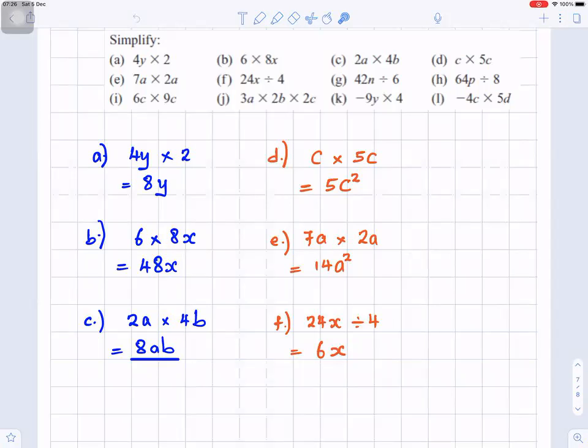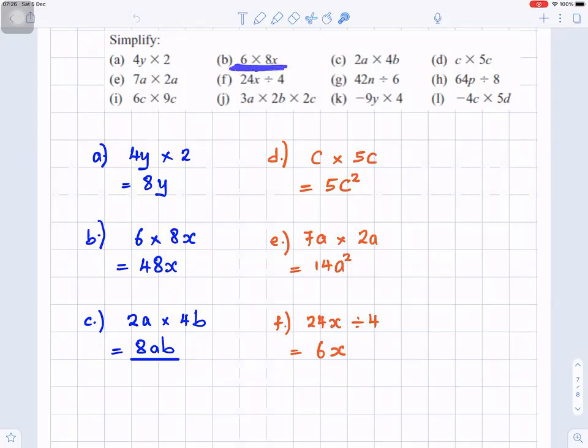Simplify. 4y times 2. We multiply the numbers. 4 times 2 gives you 8, and you write the y, so it's 8y.